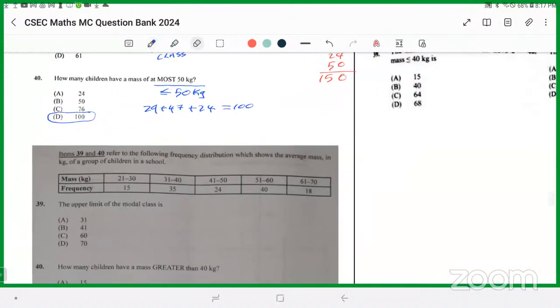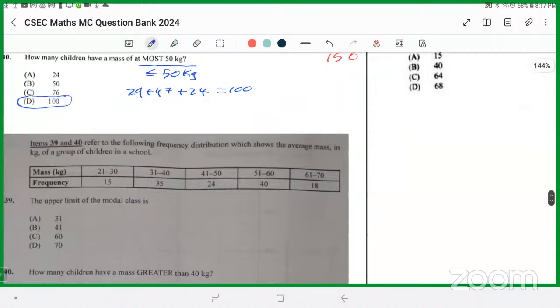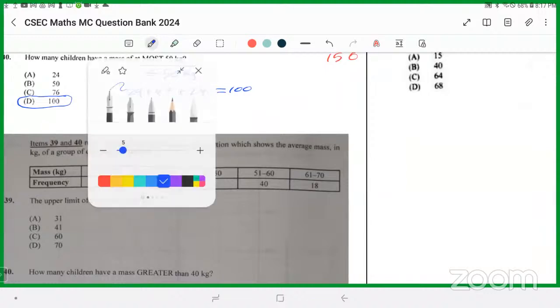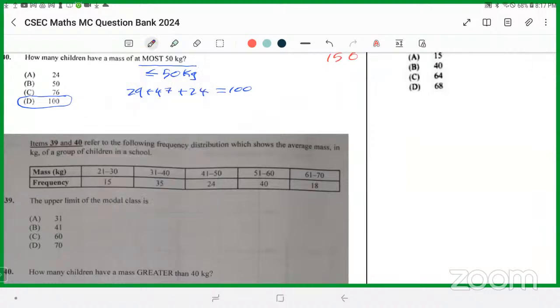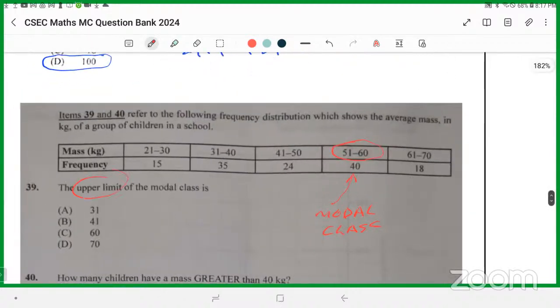The modal class is the one with the highest frequency. So this is the modal class right here. Highest frequency is 40. Modal class is this one up here. And the upper limit is 60. Right? This is the modal class, and the upper limit is 60. Upper limit this time. So same question, this time I ask for the upper limit.